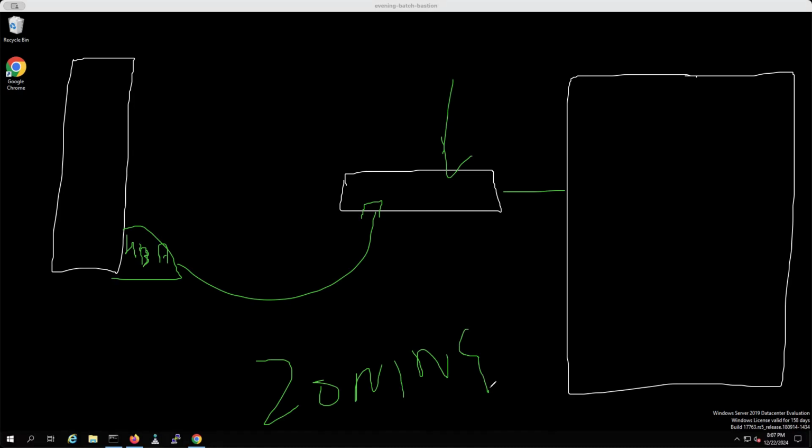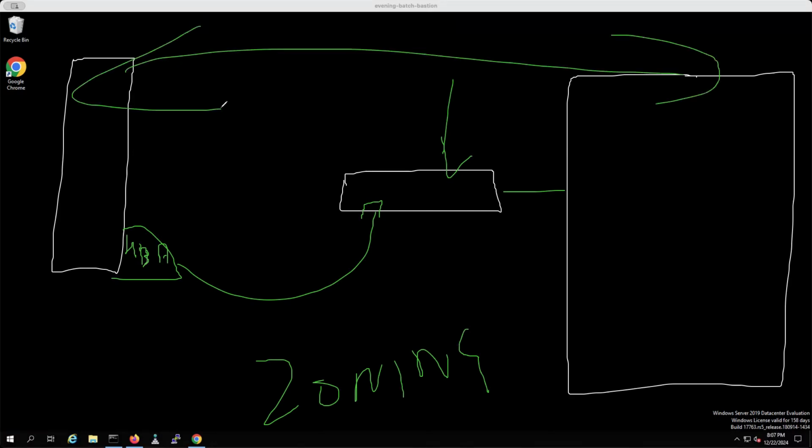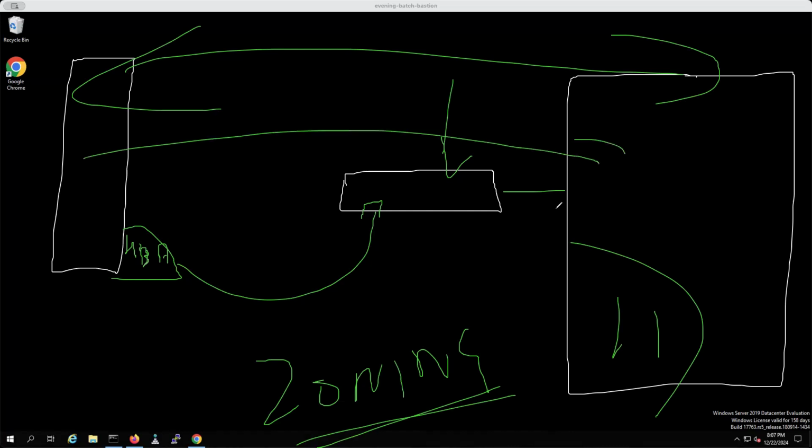Zoning is a configuration that the storage guy will do on the fiber channel switch so that the ESXi and the storage can basically see one another. So if you carve out any LUN over here, this LUN is presented on ESXi1. This can only happen when you do zoning. So think about zoning as a bridge between connecting ESXi and the storage.